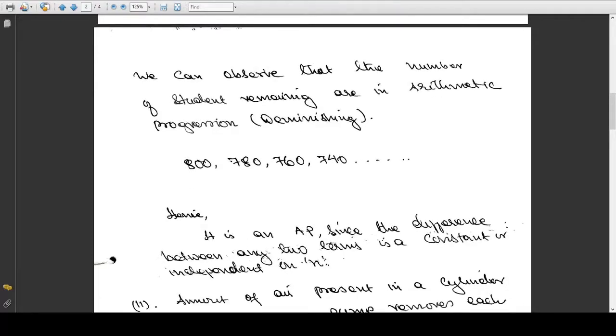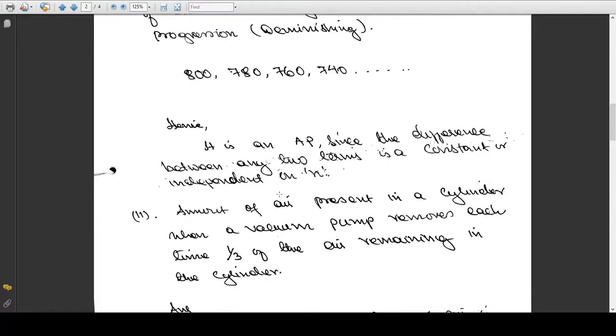Since the difference between any two terms is constant, you will get only one constant, which is 20, and that number is independent of n, the number of terms. The first term, second term, third term do not change it, but it is a constant between any two terms. I think you are clear with this.